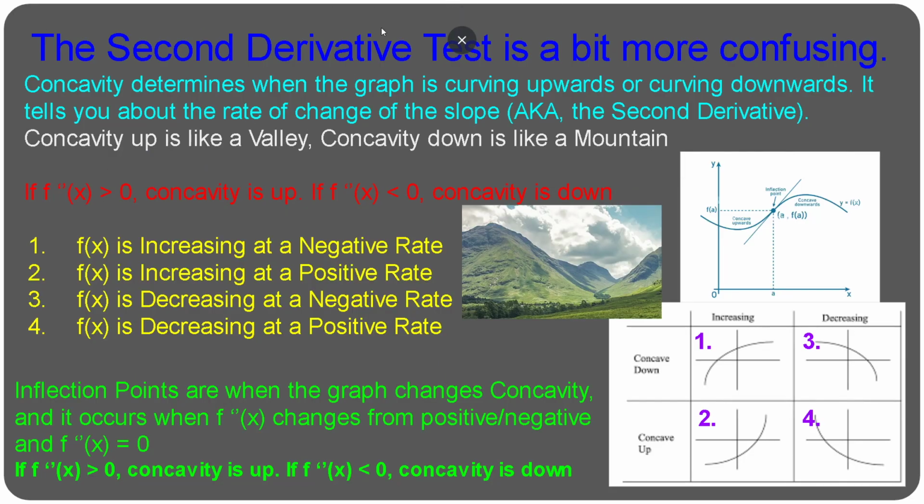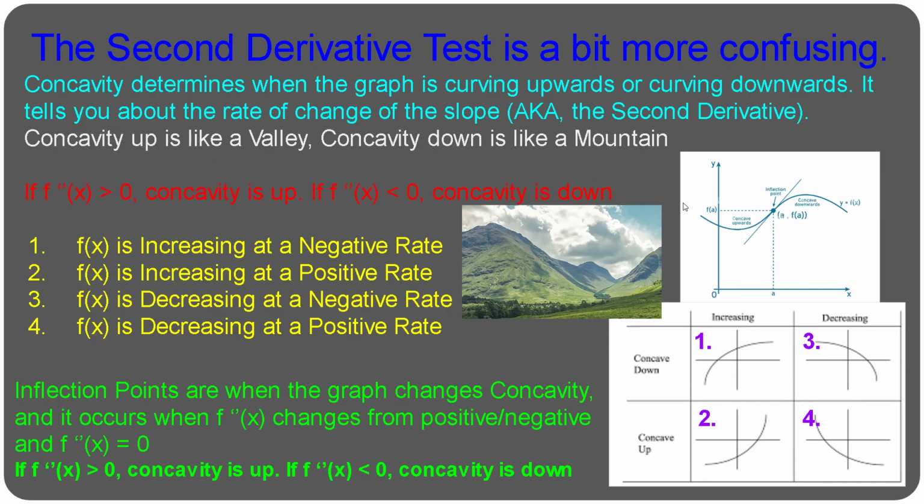Okay, so the second derivative test is a little bit more confusing because we have to talk about a couple of new ideas. So let's first talk about concavity. Concavity determines whether a graph is curving upwards or curving downwards, and it tells you about the rate of change of the slope, which we know is the second derivative. Once again, think of valleys and mountains. If concavity is up, it's like a valley.